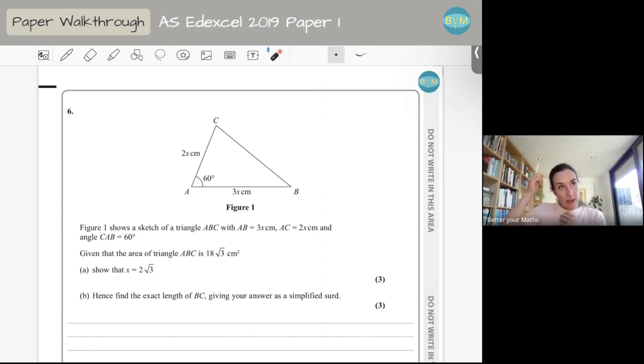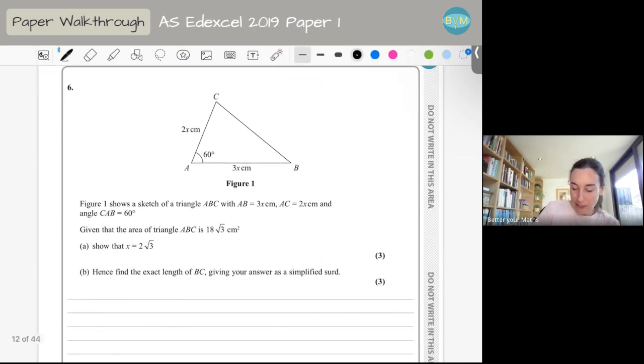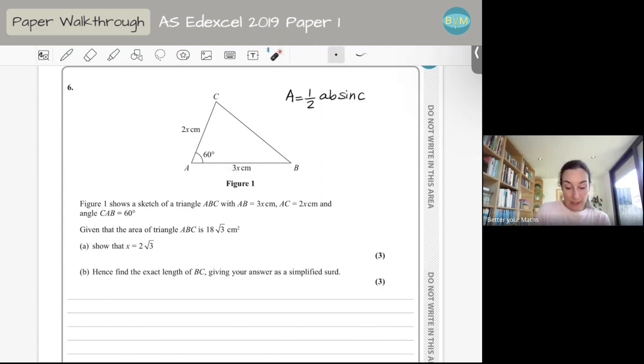So think, how can we find the area in these type of questions? Remember, we have a formula, and it's not in the formula booklet, so you have to remember that the area of a triangle is 1/2 ab sine of the angle between a and b. So in this case, the area is going to be 1/2 of one side, the other side, and sine of the angle in between those sides.